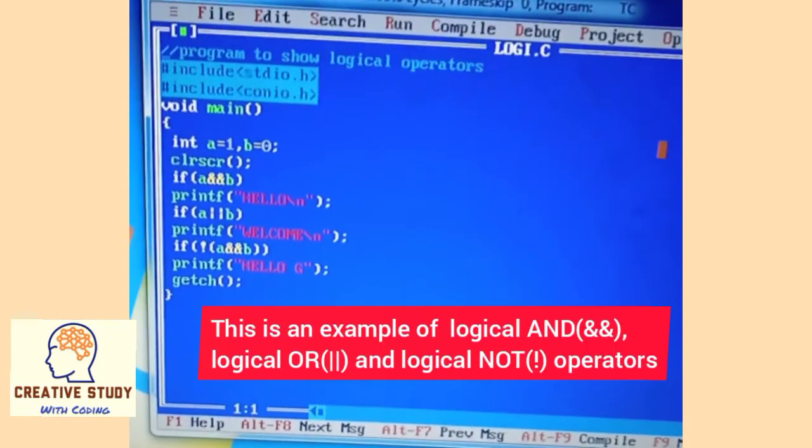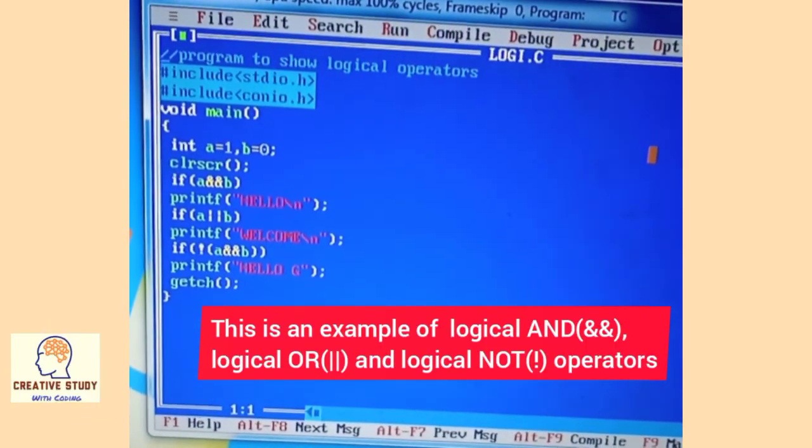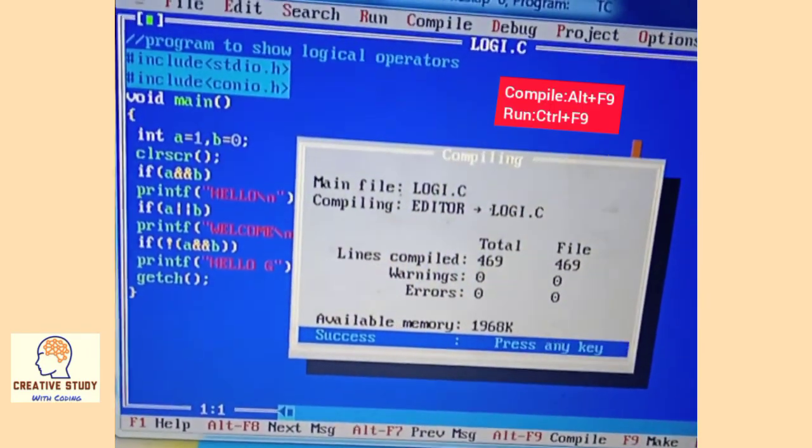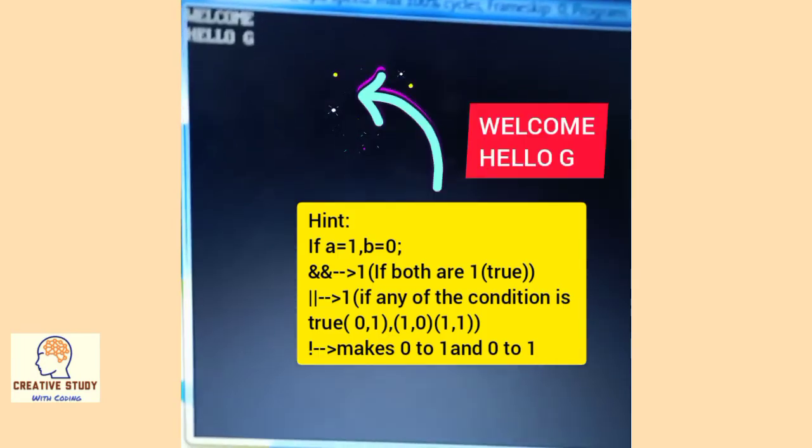This is an example of logical AND, logical OR, and logical NOT operators. Compile and run the program. Get the output.